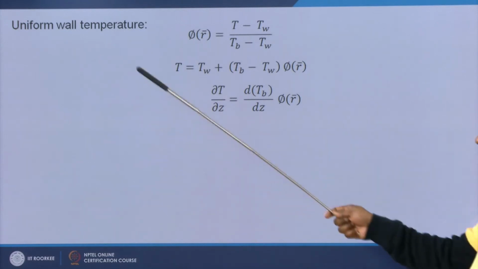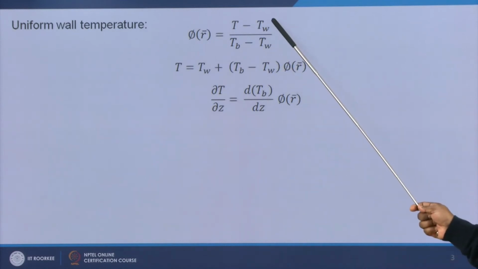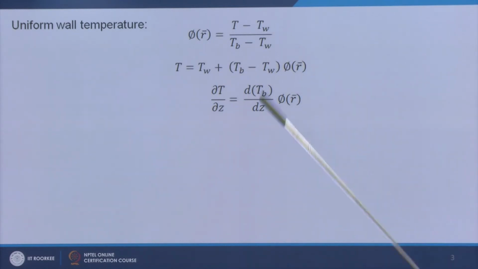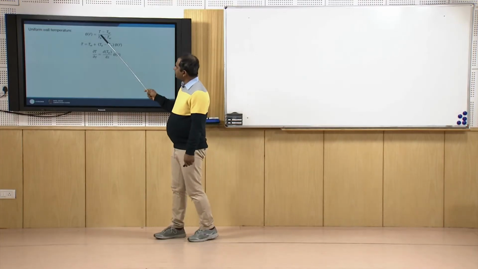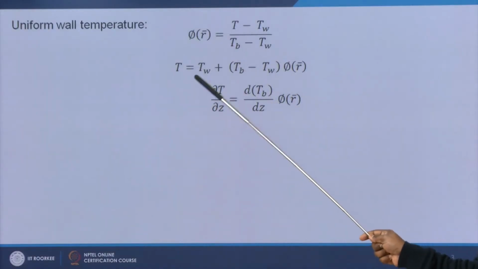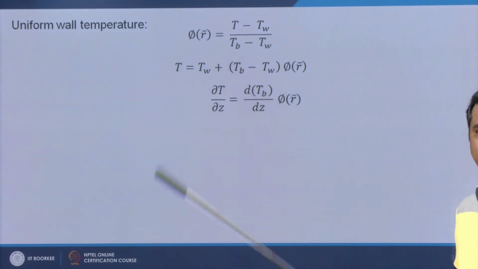Now, as we have uniform wall temperature in the present lecture, this Tw will be a constant value. It will not vary with respect to the axial location as we saw in our last lecture. With a little rearrangement, we get T equals Tw plus Tb minus Tw into phi, which is a function of R only. It is not dependent on Z because the flow is thermally fully developed. With respect to the axial location, the profile will not change.